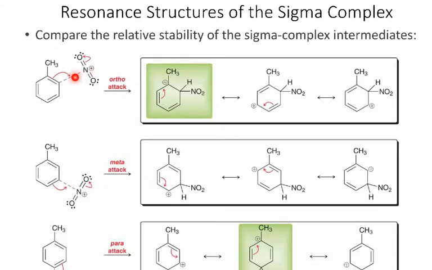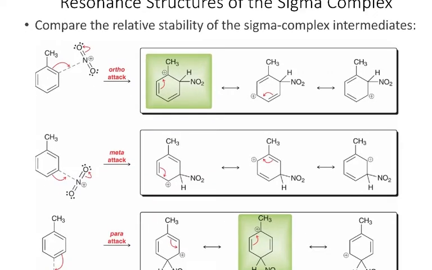when the nitro group attacks here, we end up with a positive charge on the carbon that's attached to the methyl group. And then we can draw these other resonance structures where we move that positive charge around. If the nitro group attacks in the meta position, then we end up with a positive charge here, right here, here, and here, where the positive charge is not directly connected to the methyl group.